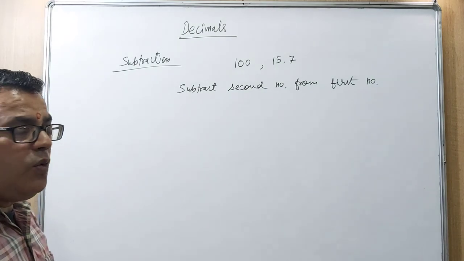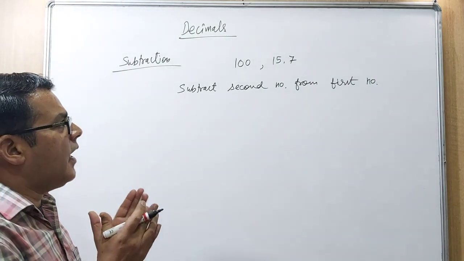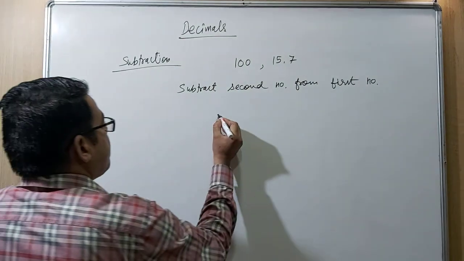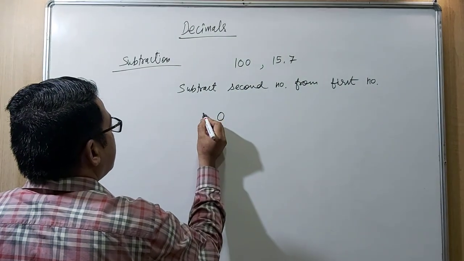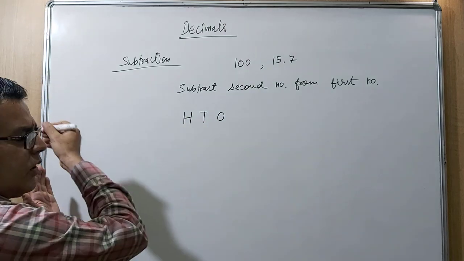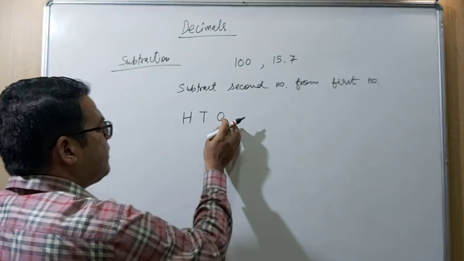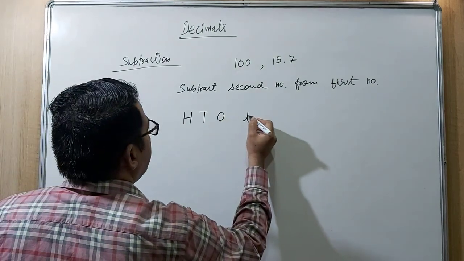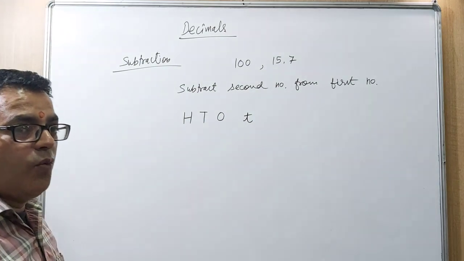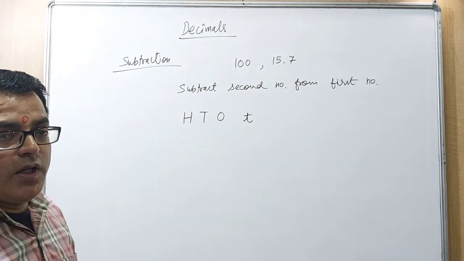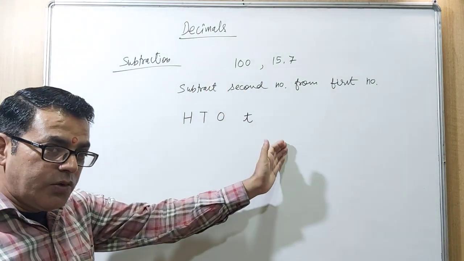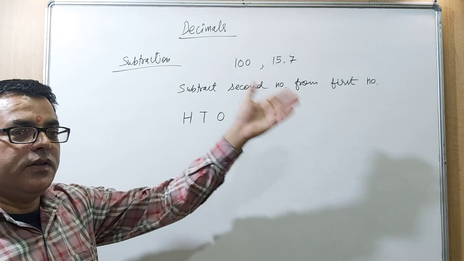So what is the rule? We have to write each and every number according to the place value chart. Ones, then tens, then hundreds, then thousands, ten thousands we can write. And after this zero, to the right hand side, we can write a small t. This shows the tenth place, or 1 by 10th, for decimal numbers. Similarly for hundredth, then thousandth, then ten-thousandth, like that.